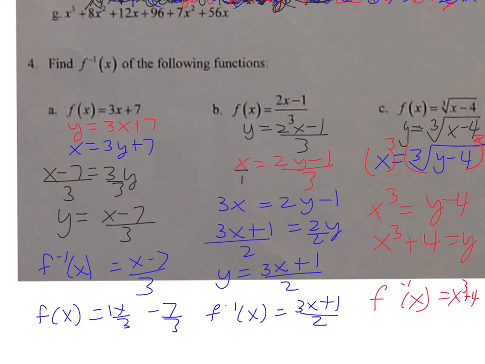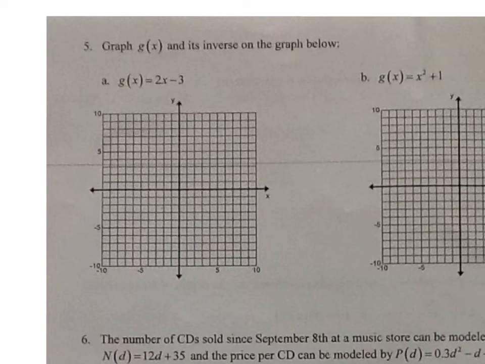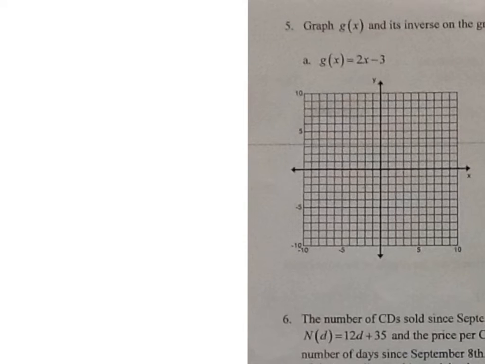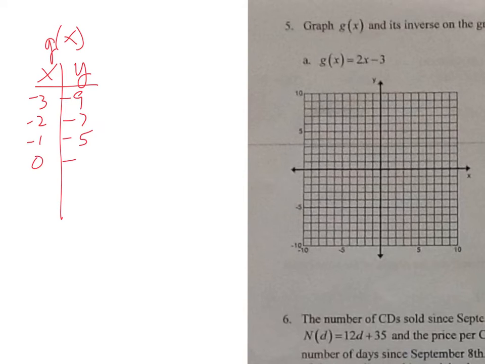All right, so let's take a look at 5. Okay, so 5 is to graph a function and then graph its inverse. So since we're graphing an equation, you want to plug it into your calculator and get a table of values. So plug y equals 2x minus 3 into your calculator, and we'll write down the table of values. All right, so for g of x, we get negative 3, negative 9; negative 2, negative 7; negative 1, negative 5; 0, negative 3; 1, negative 1; 2, 1; and 3, 3.